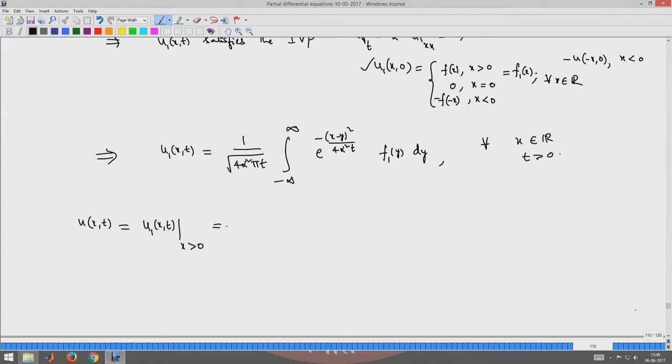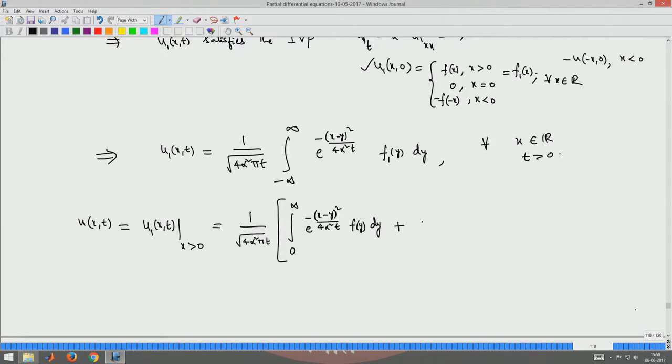So, to do this, when x is positive, you have 1 by square root of 4 alpha square pi t, and so this is exactly what you have. You break this integral into 0 to infinity. So, what you get is e power minus (x minus y) square by 4 alpha square t, and f1 of y is now between 0 to infinity. So, that is f of y dy.